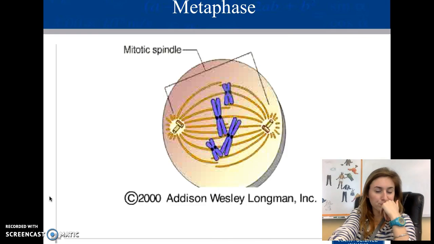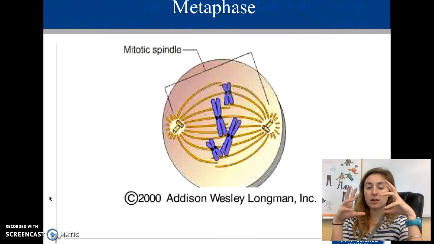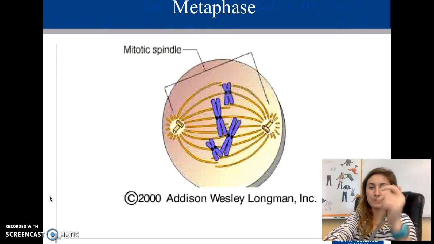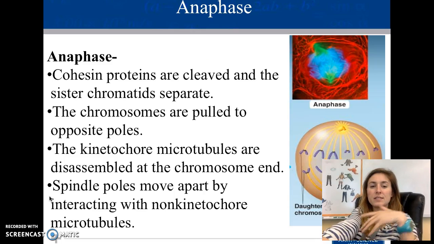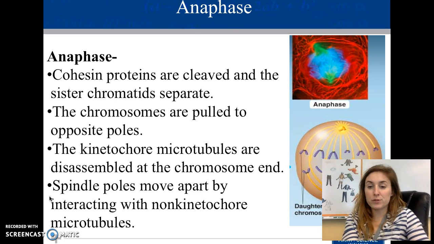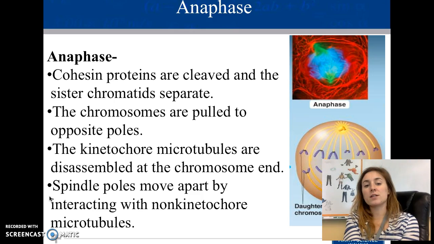Looks like this. So we've got our centromeres, we've got our spindles, we've got our chromosomes lined up along the center. Anaphase: cohesion proteins are cleaved. So these are the things that are holding those sister chromosomes together, and the chromatids are separated, and the chromosomes get pulled to opposite poles.